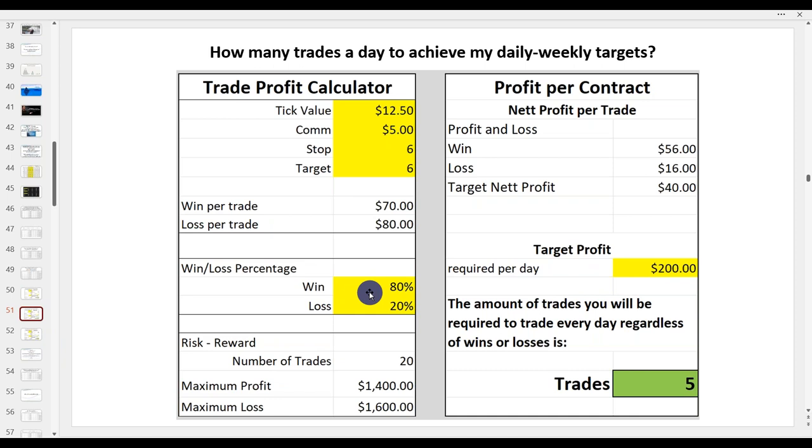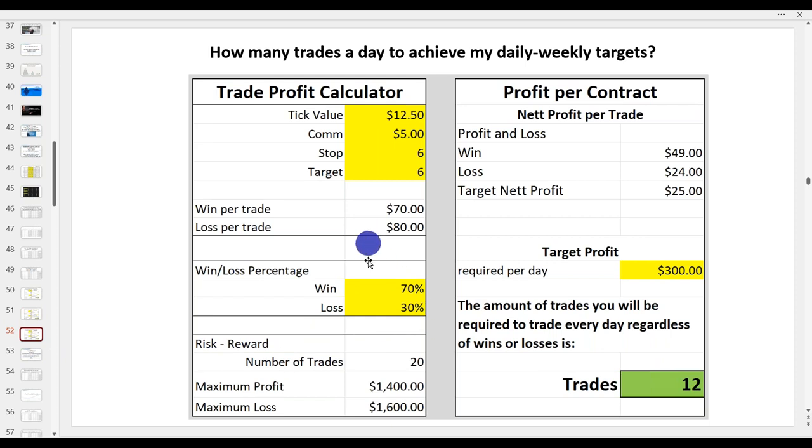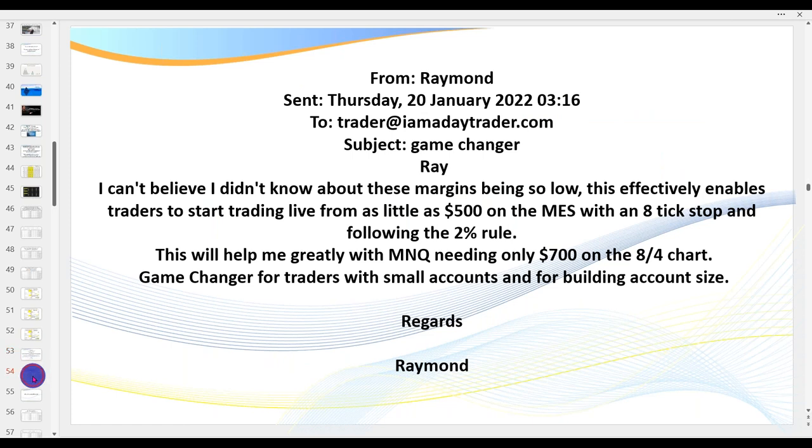If I improve my win loss ratio, say if you're trading 2 Bs only, okay, 80%, it's only 5 a day. If we keep it at 70-30, and that's what I'd say to all new traders be targeting, you've got to target 12 trades a day. Now that is easy. That is the amount of trades that you get realistically on the markets we trade. That's very, very realistic.